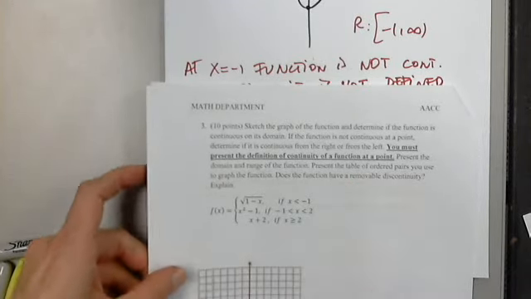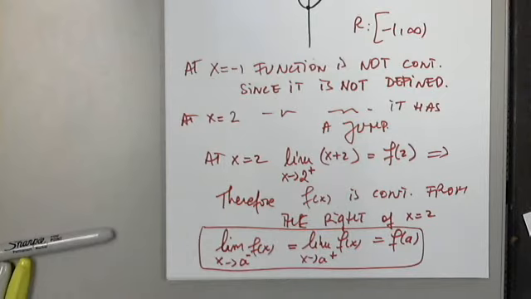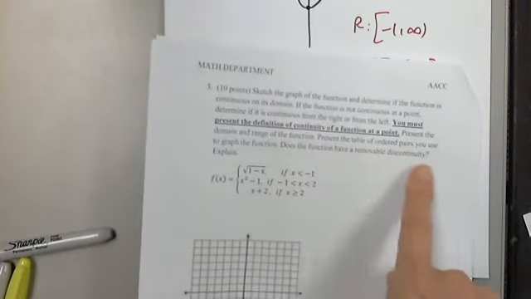Does the function have a removable discontinuity? No. Removable discontinuity means something like this. Both sides go to the same point and the point is not there. But both sides have to go to the same point because the limit from the left and limit from the right have to be the same and exist. Okay, so does the function have a removable discontinuity?